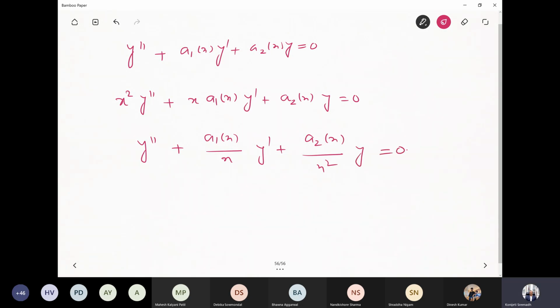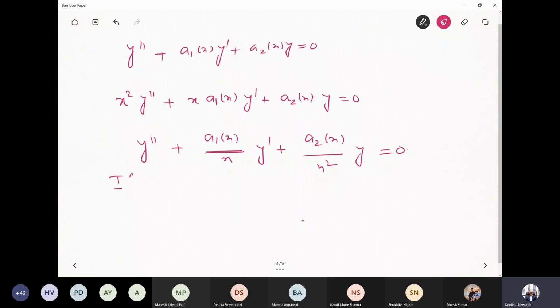So these are the type of coefficients. If we have something like this, then what is the way to write the function? So the solution. If a1(x) is a nice continuous function, or a1(x) is a real analytic function around 0, and a2(x) is a real analytic function around 0, but a1(x)/x and a2(x)/x² are not going to be. They are going to have a singularity at x equals 0.